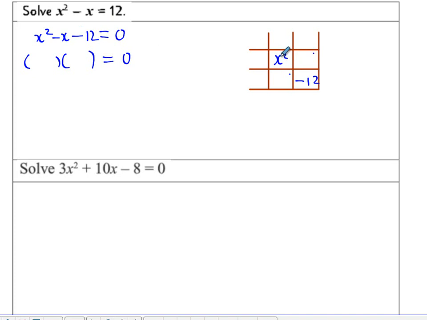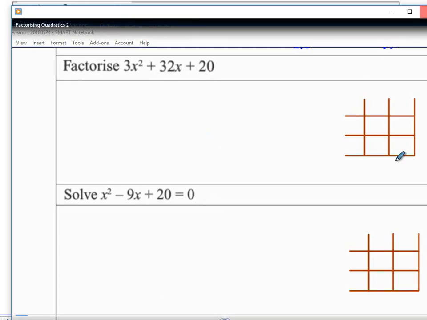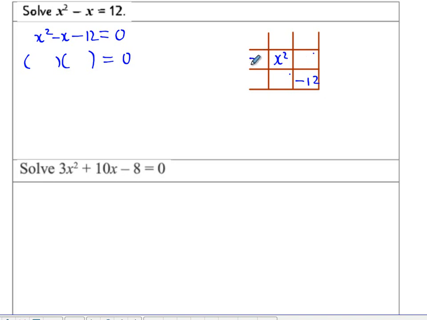Let's start from x squared. So x squared comes from x times x. Minus 12 has to be 4 times 3. But I want minus x, therefore the bigger value must be negative. Yeah, because I want negative x. So negative 4 times x is negative 4x, and positive 3 times x is positive 3x. Using the method we're familiar with, if I sum that up, I get minus x. That's what we want. Brilliant.